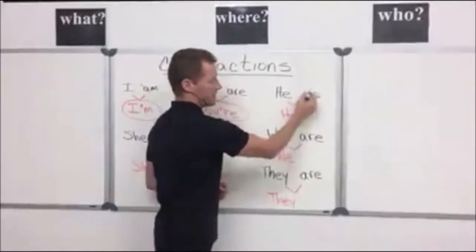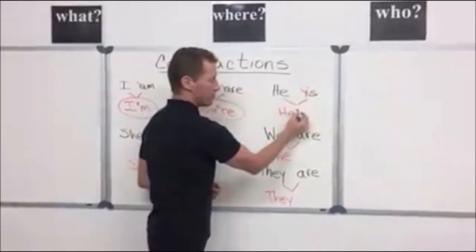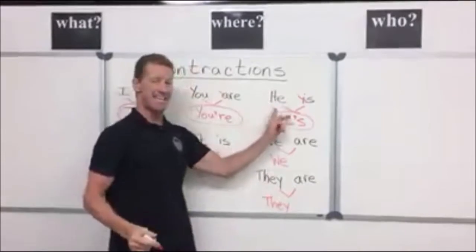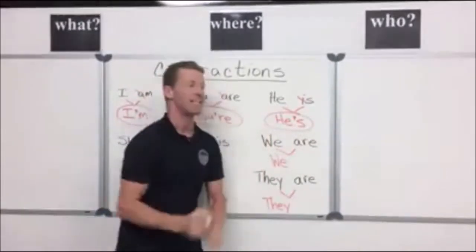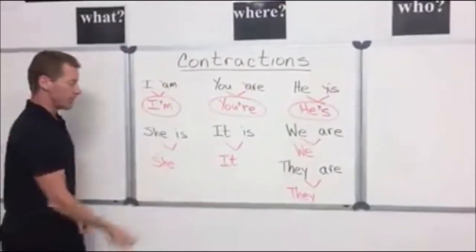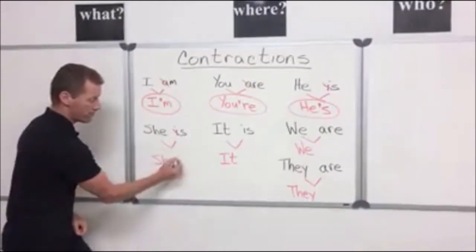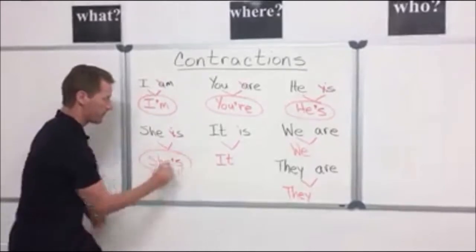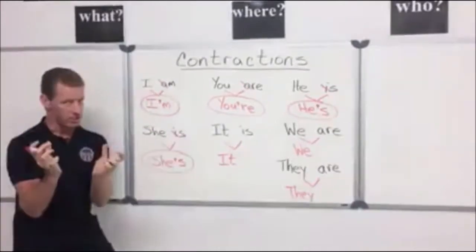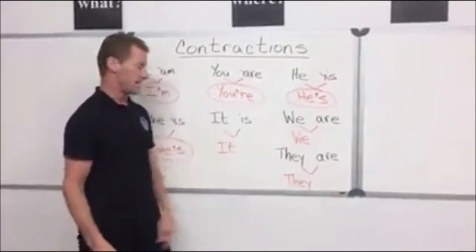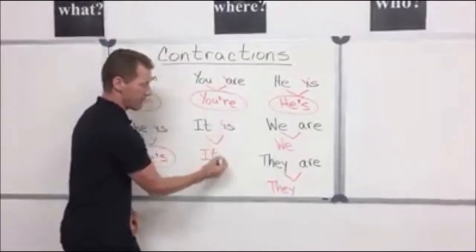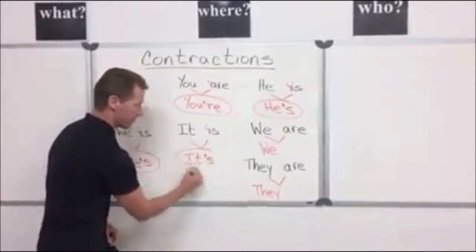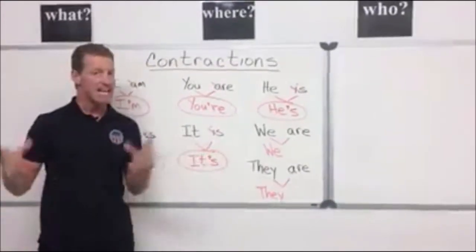He is. Take out the vowel, put an apostrophe, bring down what's left. He is, he's. She is, take out the vowel, put an apostrophe, bring down what's left. She is, she's. It is, take out the vowel, put an apostrophe, bring down what's left. It is, it's.